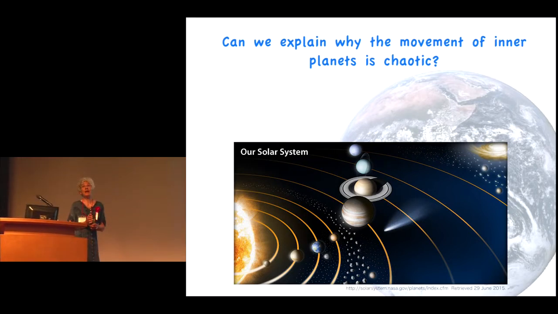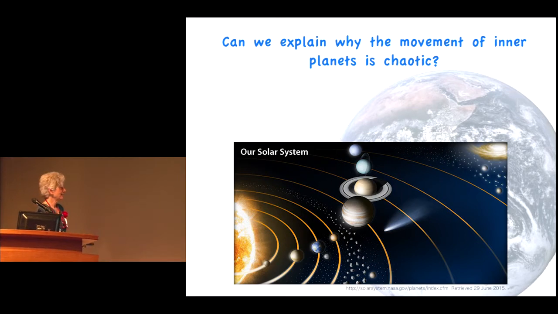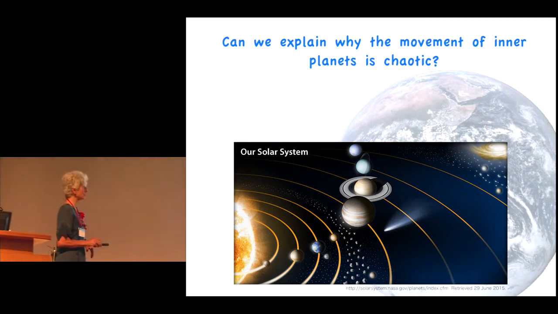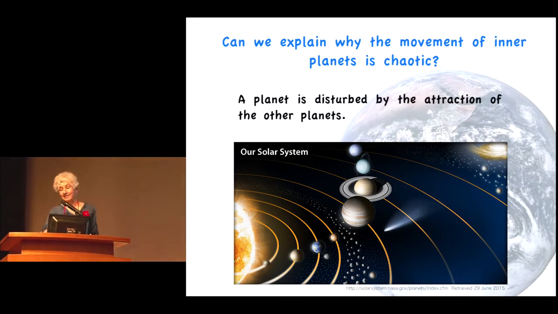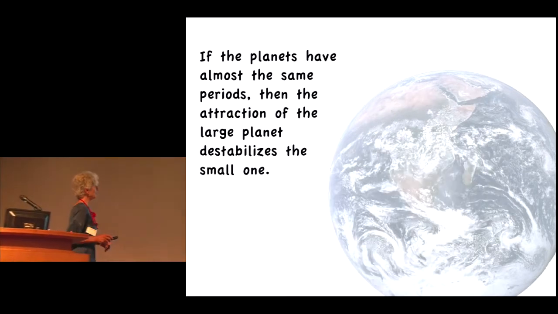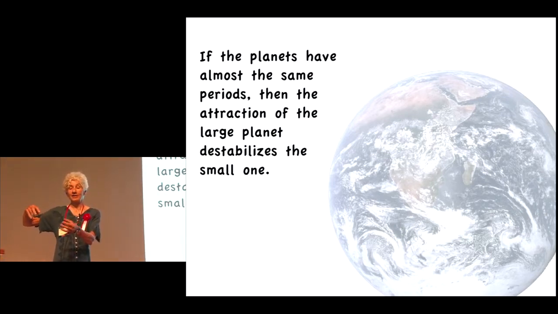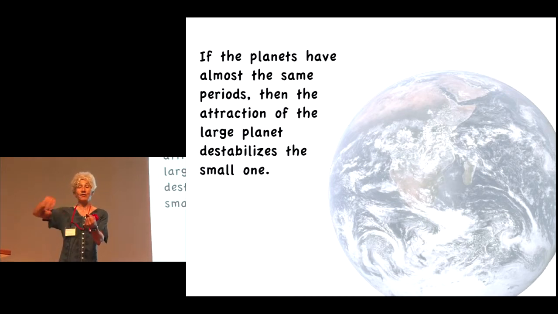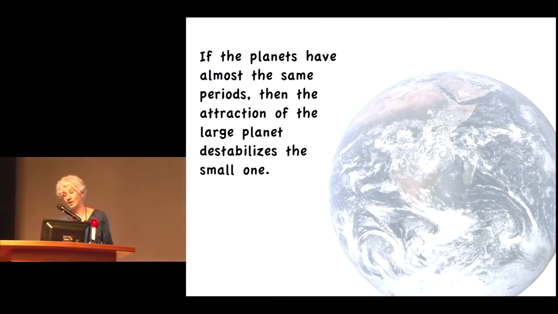So, can we explain why the movement of planets is chaotic? Well, there are many planets and they interact. These are the planets around the Sun, and they are attracted by the other planets. In particular, what is very important in the solar system is the big planet, Jupiter. A planet is disturbed by the attraction of the other planets, and if they have almost the same period, for instance the Sun, Jupiter, and a planet with almost the same period, Jupiter is always pulling in the same direction. So maybe in the long term it makes a difference.